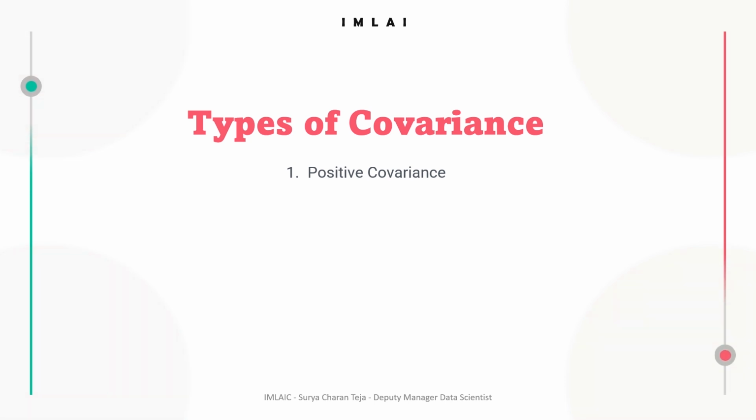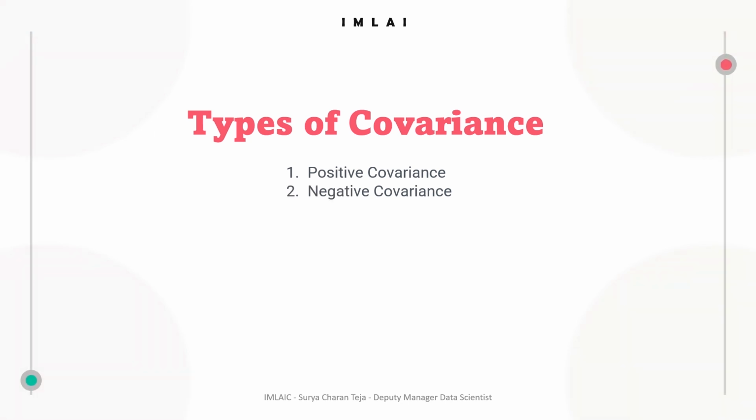Positive covariance between two variables indicates that they are heading in the same direction. The variables in this case behave similarly. That is, if larger or smaller values of one variable correspond to larger or smaller values of another variable, they are said to be in positive covariance.